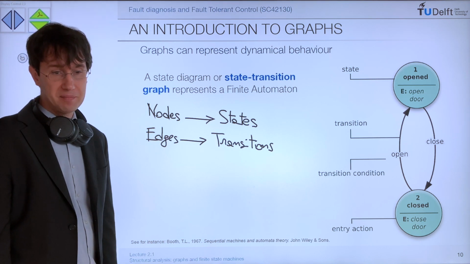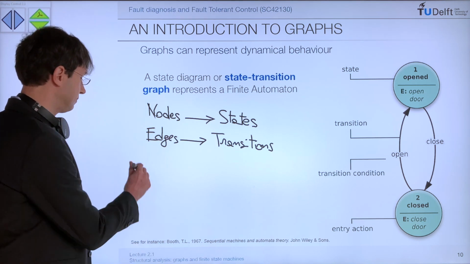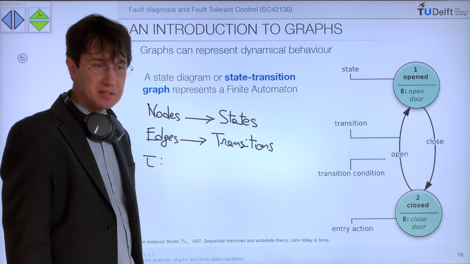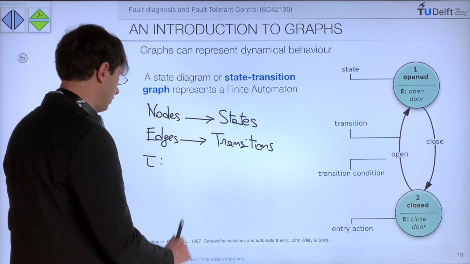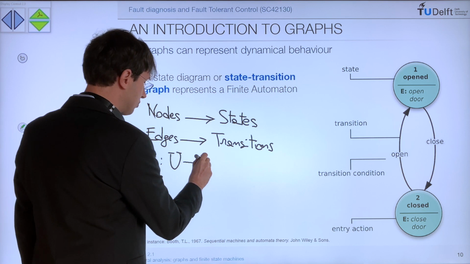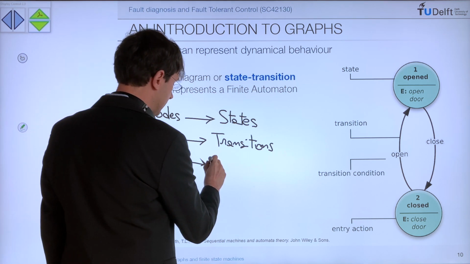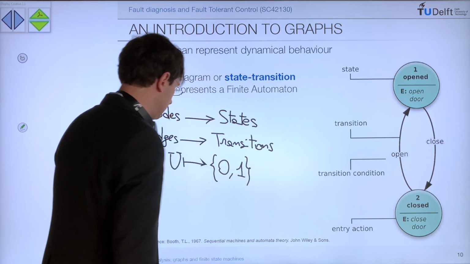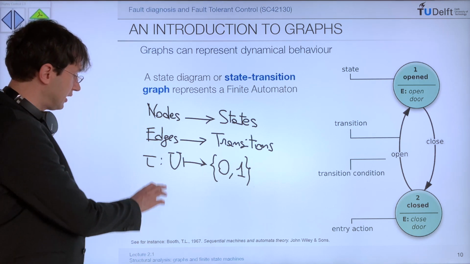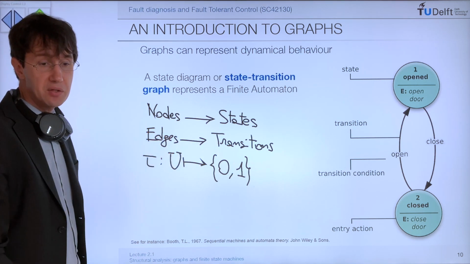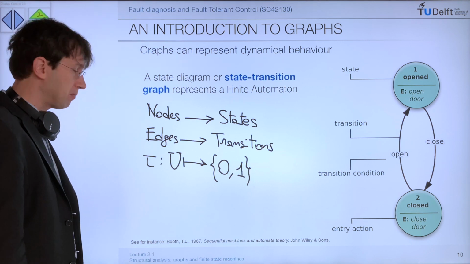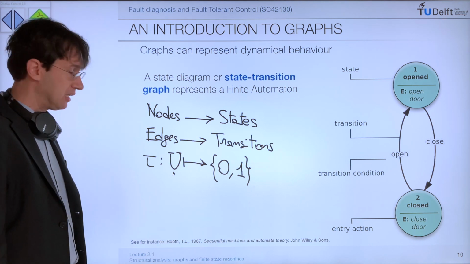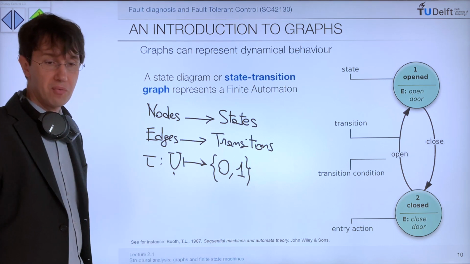So we can define the transitions then as functions that have some input in a given domain that we can call u, and whose output will stay in this set with two possibilities, 0 and 1. So what does this mean? The transition, that is the edge, has no static predefined value, but it is a function of an input, and this function will have two possible values, 0 or 1.